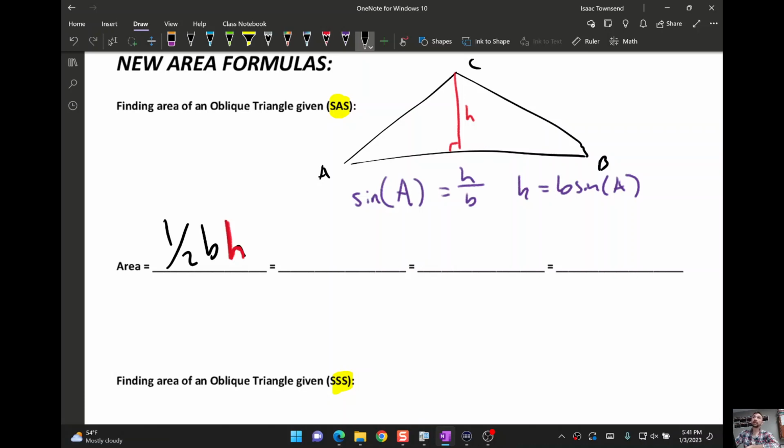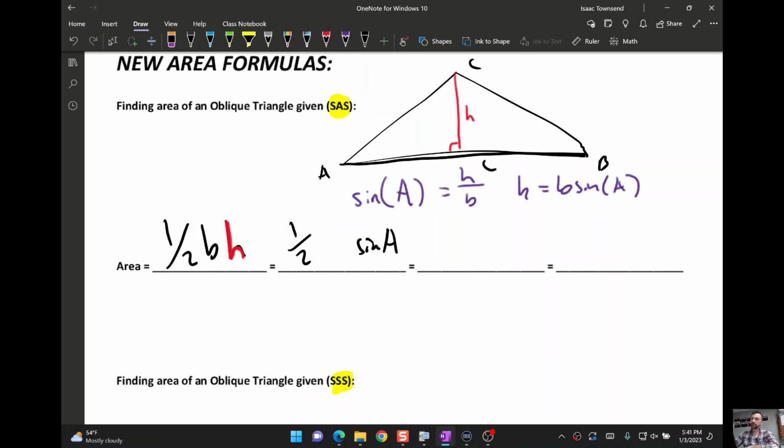So instead of saying 1/2 base times height, I could say 1/2 base. Oh, well, what would my base be in this? Which one of these sides would you call the base? All right, probably C. Most times we just call the one on the bottom the base. So base would be C, and height would be B times the sine of A.